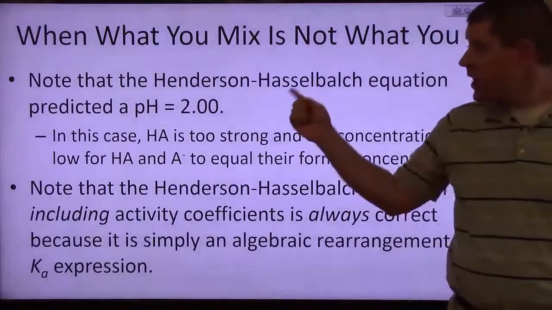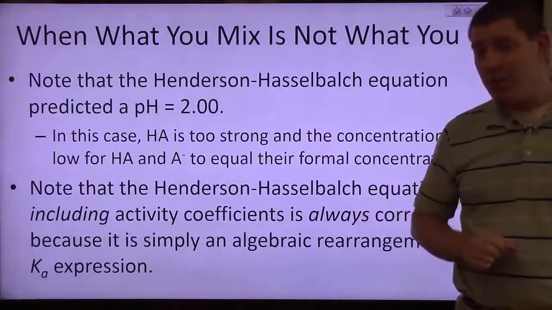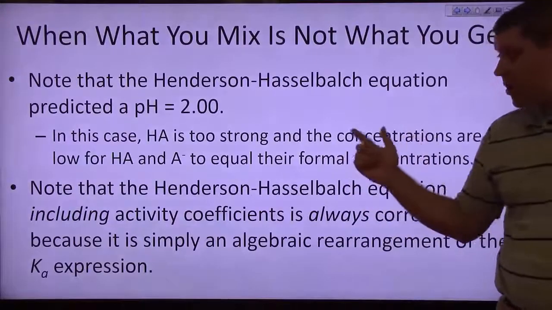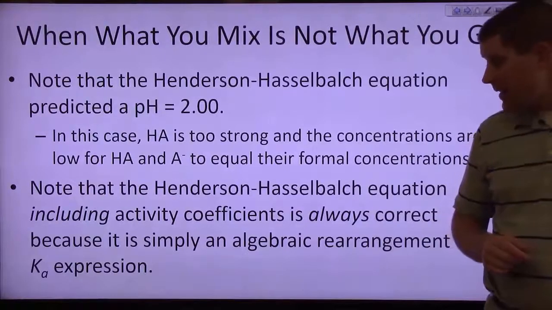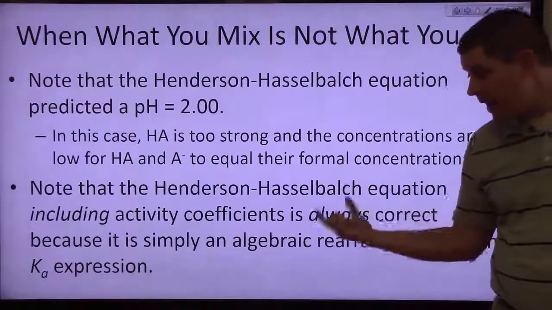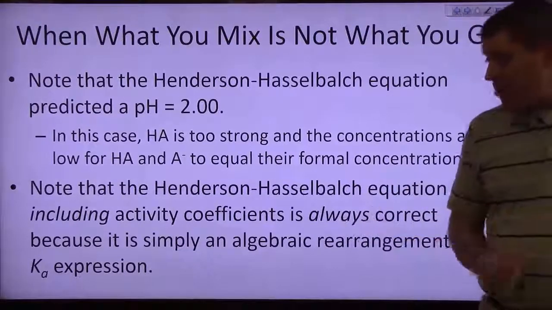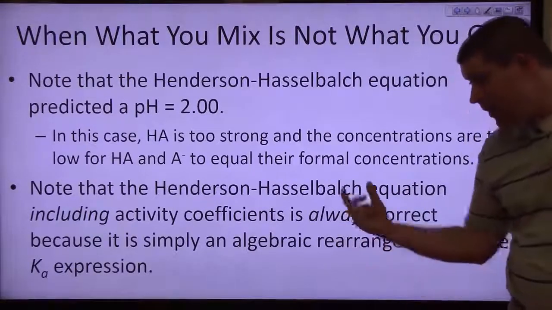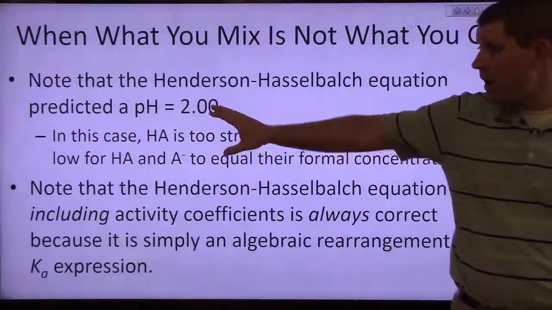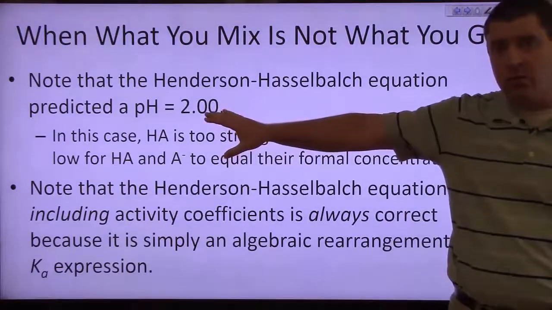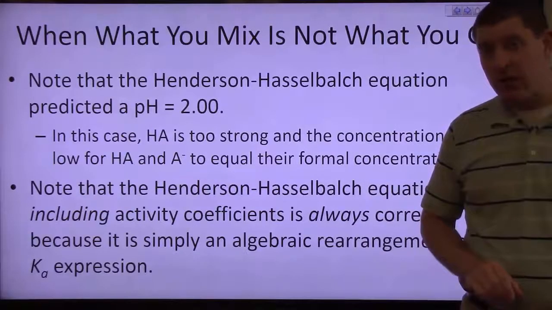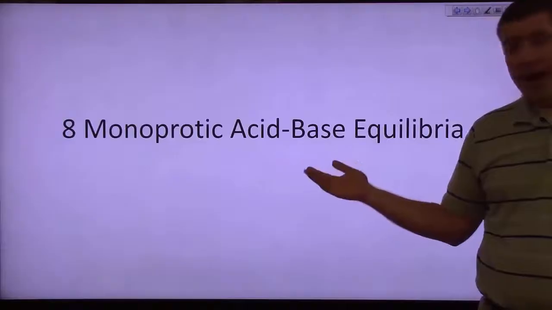Now, note that the Henderson-Hasselbalch equation predicted a pH of 2.00. And in this case, HA is too strong and the concentrations are too low for HA and A minus to equal their formal concentrations. Note that the Henderson-Hasselbalch equation, including activity coefficients, is always correct because it's simply an algebraic rearrangement of the Ka expression. So with the approximation of the Henderson-Hasselbalch equation, we got a value of 2.0 for our predicted pH. But if we had included activity coefficients, we would have gotten the correct pH value of 2.38, and that was monoprotic acid-base equilibria.